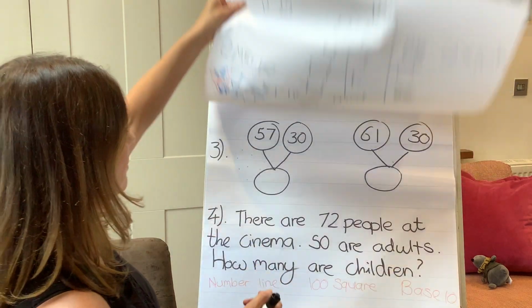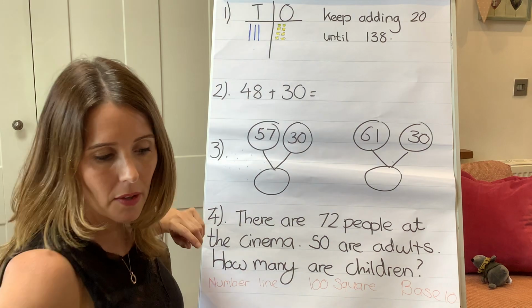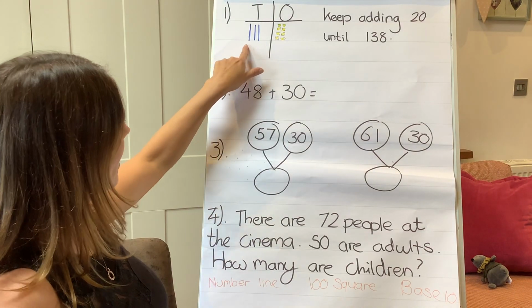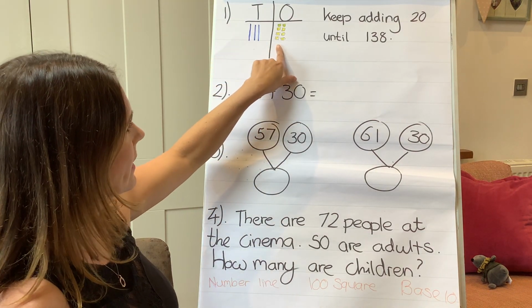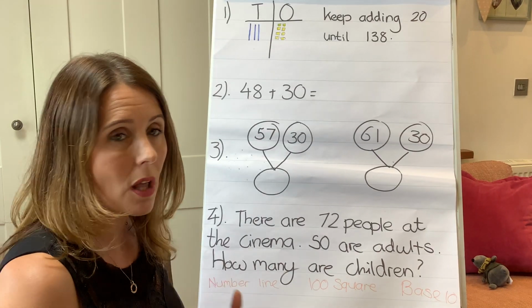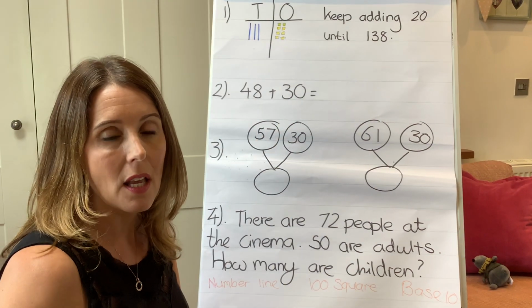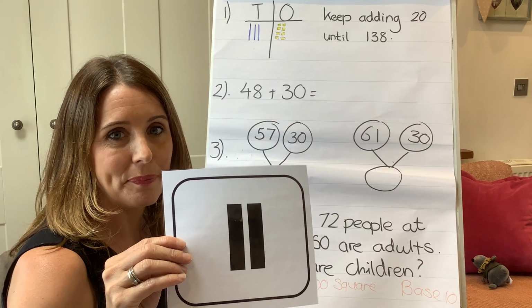Okay, final questions. Have a look what's there. So, pause it, see what number is there, write it down and keep adding on 20 this time. So add on 2 lots of 10 until you get to 138. So pause it and have a go.